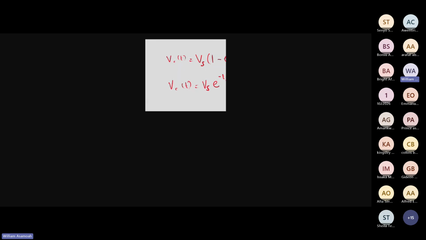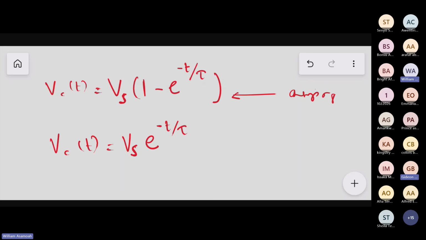Who can read it for us? Should I read? Yes, please read it for me. Who's reading?